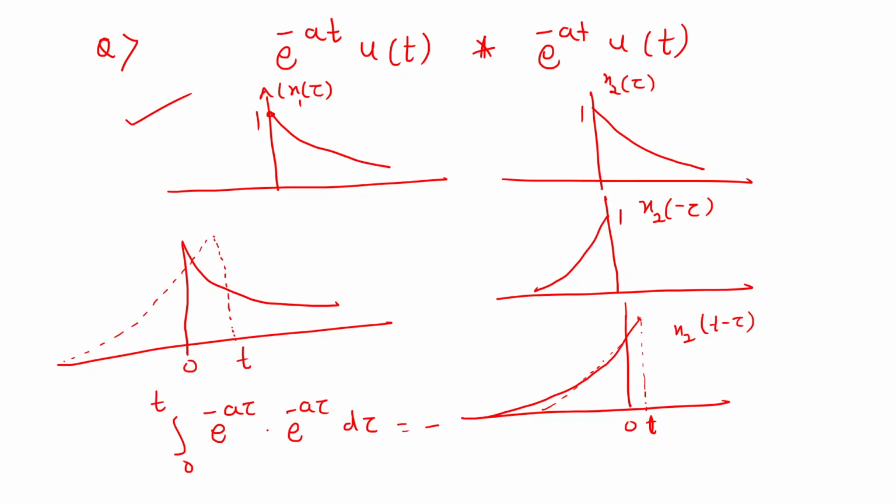But this is not a tau, it is a t minus tau. Sorry. This is a t minus tau, right? I can solve it. This is a very easy way to solve.